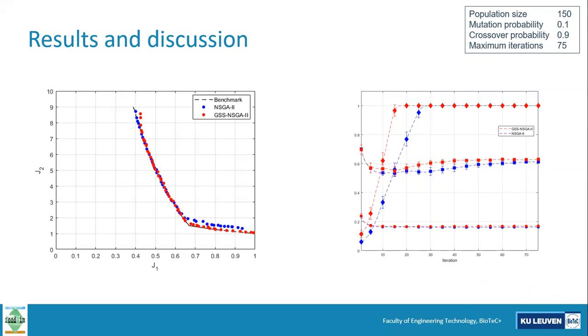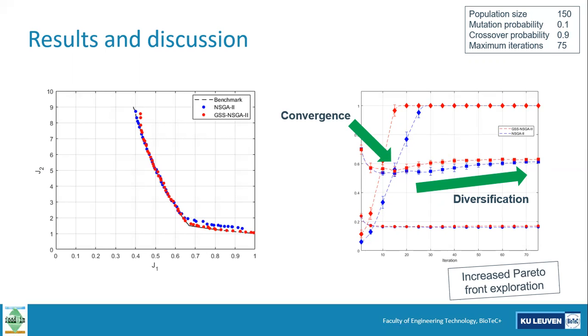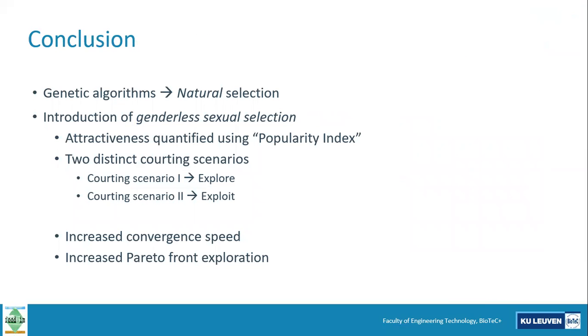Regarding the overall convergence of solutions to the Pareto front, we can distinguish two consecutive events taking place. The initial decrease in mean ideal distance is mostly due to the solutions converging to the Pareto front, whereas a subsequent increase is more likely due to the diversification of solutions. And again, we see that the genderless sexual selection algorithm displays on average a slightly higher Pareto front exploration than the original NSG2 algorithm.